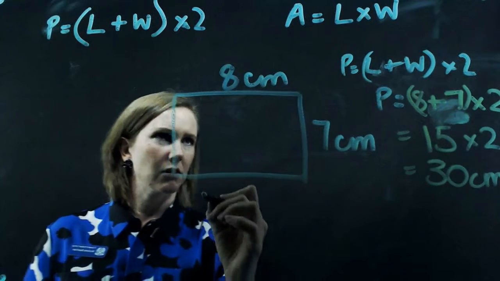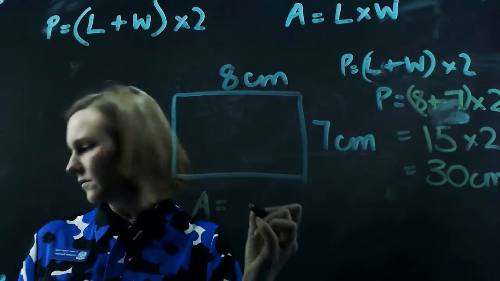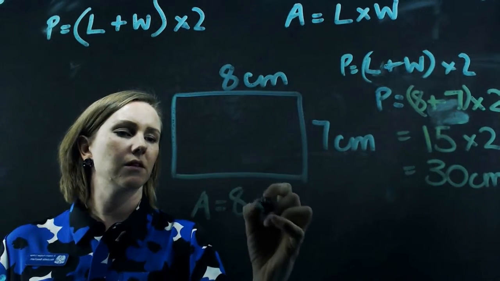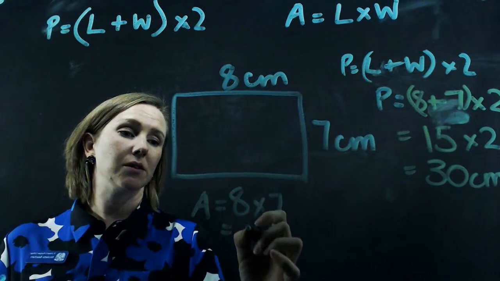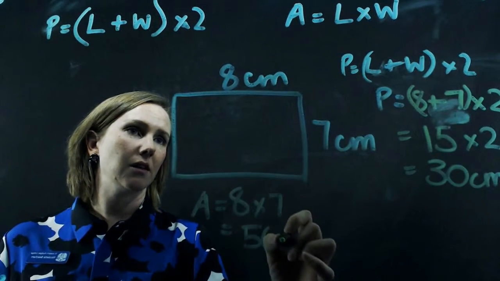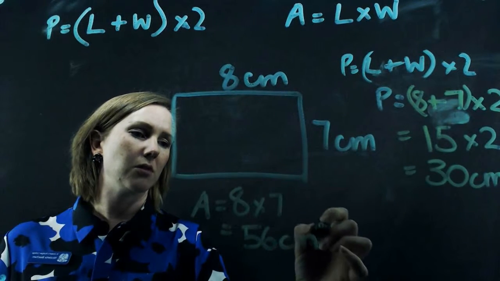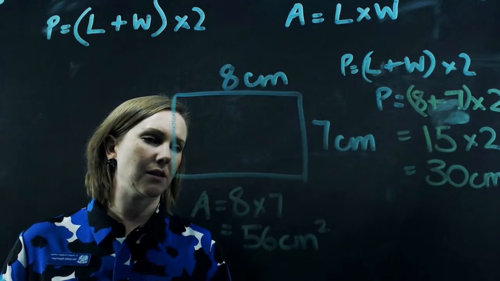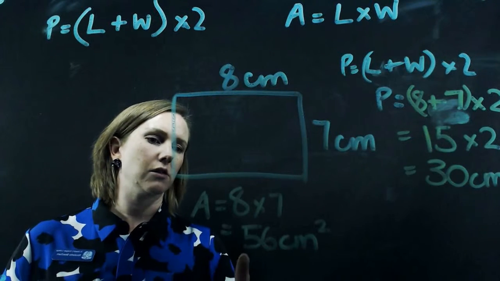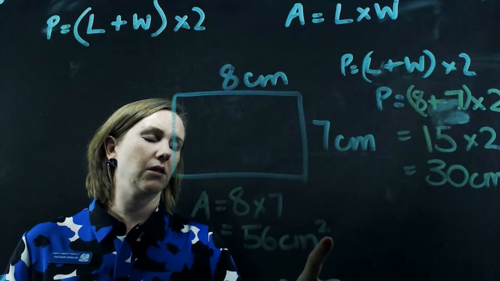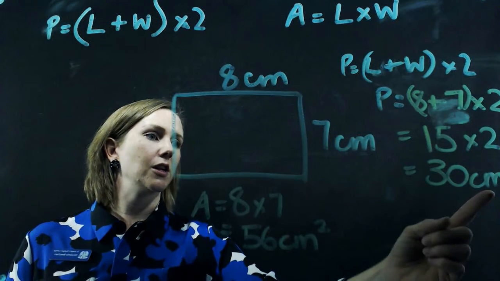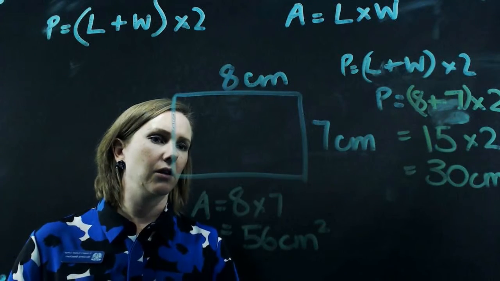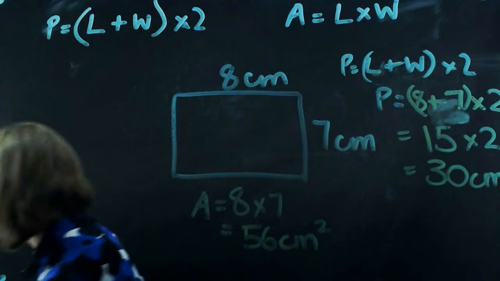If I've got some space, hopefully I can do the area down here. Alright, so area in this case is 8 times 7, okay, 8 times 7 is 56, and area is a 2D measurement, so 2 dimensions, so we have the little 2 above the end of the unit of measurement. That signifies it's squared. So 56 centimeters squared. Okay? So perimeter, 30 centimeters for this shape. Area, 56 centimeters squared.